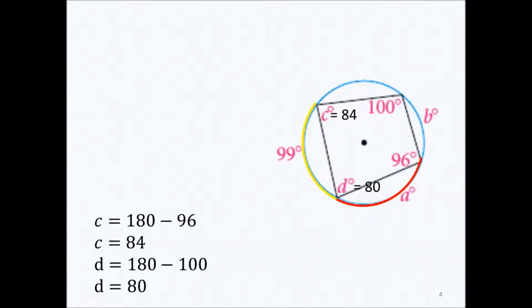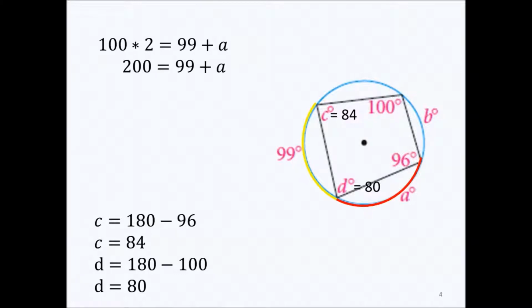So we have arc A and arc 99 degrees. So we set up our equation as 100 times 2. Again, it's the inscribed angle times 2 is equal to the arc. And the arc is represented by 99 plus A. The rest becomes algebra. So 100 times 2 is 200. Now we subtract 99 from both sides. 200 minus 99 is 101. So A is equal to 101.